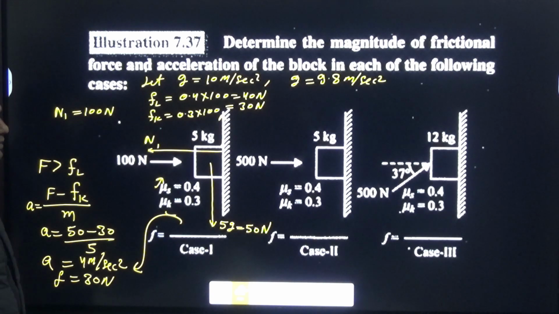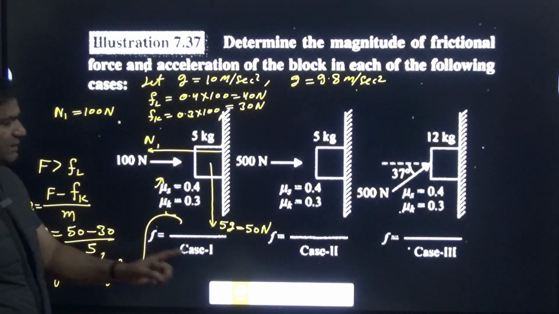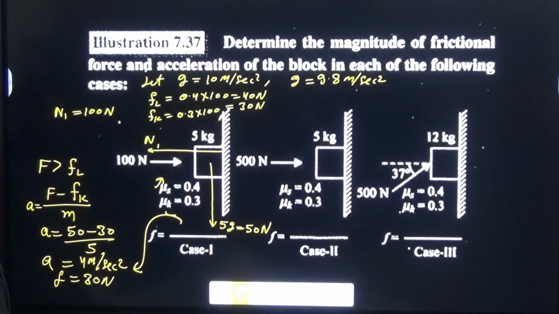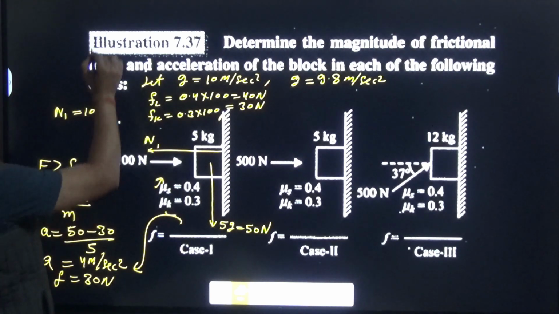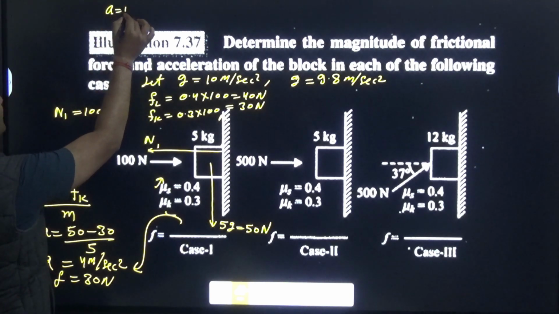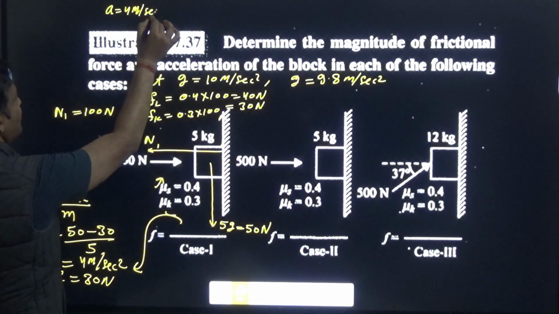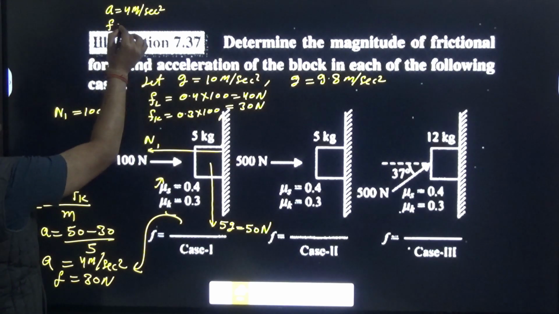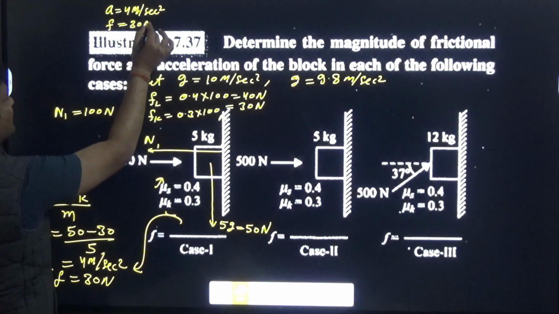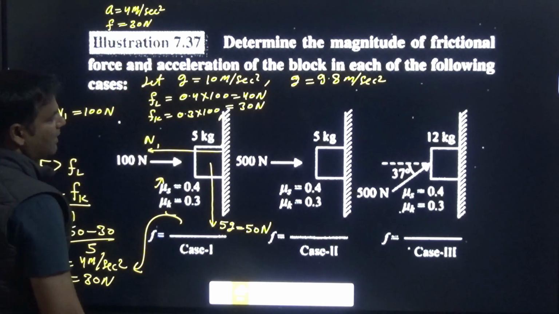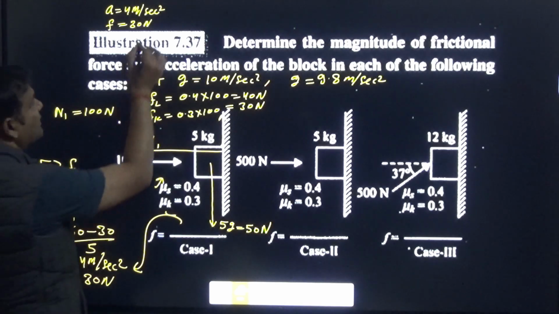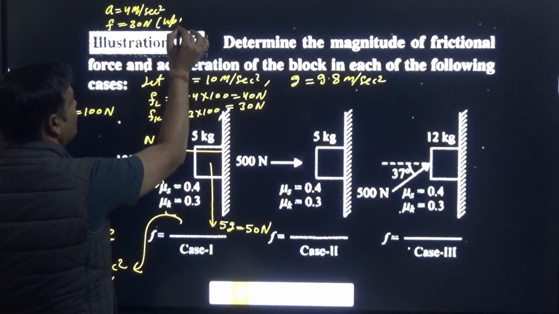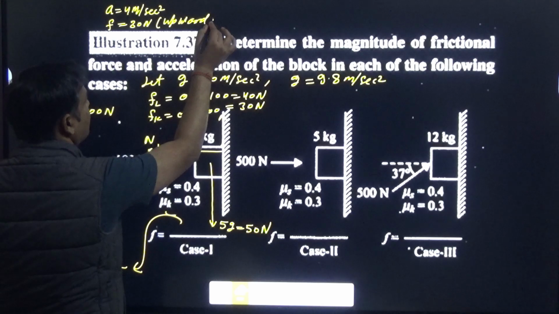Now we focus on case number 2. Clear or not? So in part 1, the acceleration of the block is 4 meter per second square and the frictional force is 30 Newton, in the upward direction.